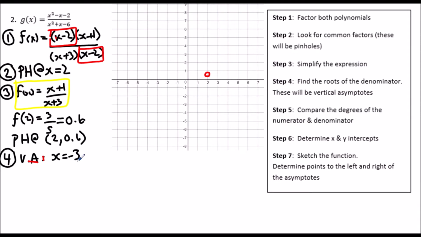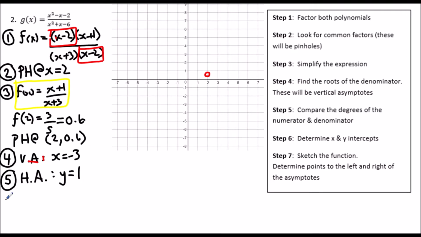There we go. Alright, step 5, I want to compare the degree of the numerator and denominator, so degree of 1 in my simplified form. That means I've got a horizontal asymptote at the ratio of the leading coefficients. So here I'm going to have one at y equals 1. Again, just 1 over 1. There we go, step 5.